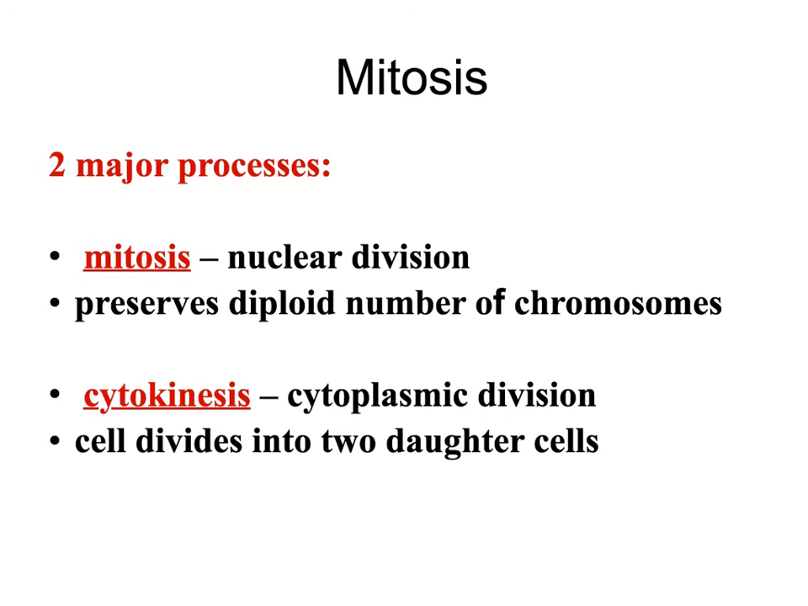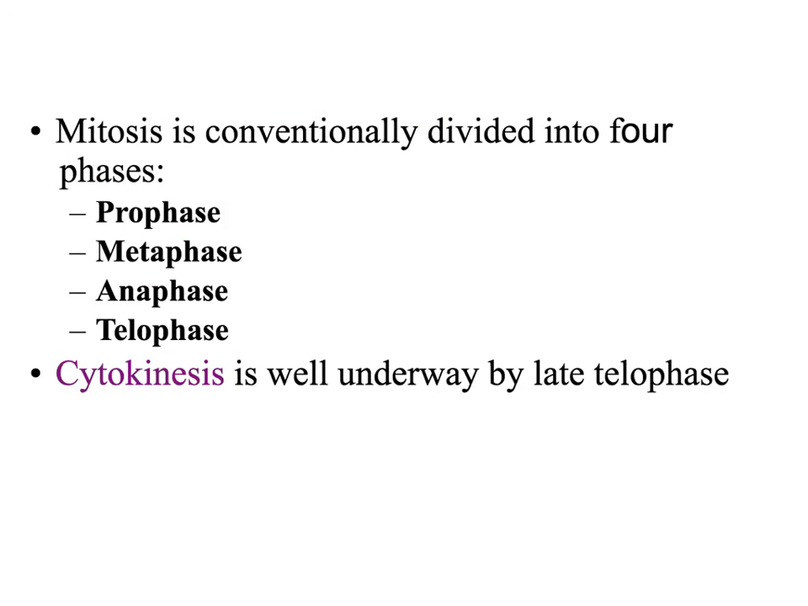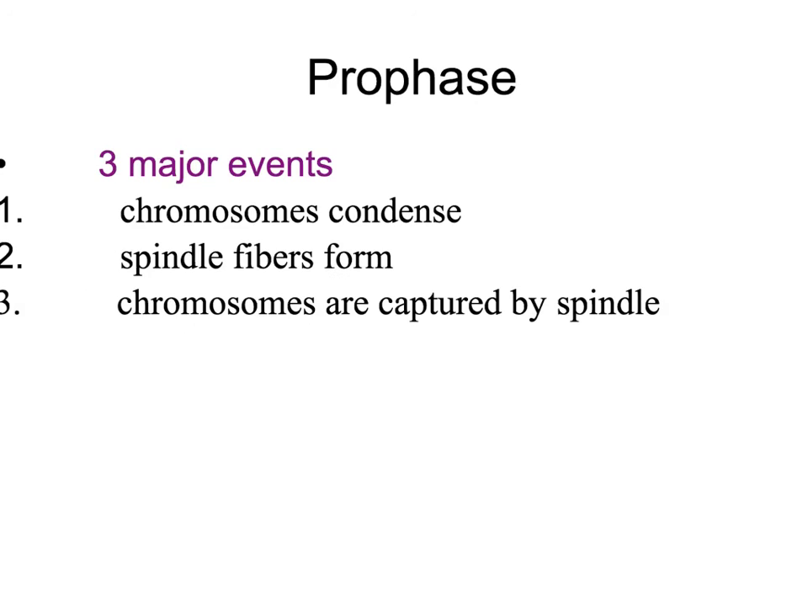Yes, this is actually not mitosis, but the mitotic phase. We can say the mitotic phase is composed of two major processes. The first one is mitosis, the division of the nucleus. The second one is cytokinesis, division of cytoplasm. And mitosis has four phases: prophase, metaphase, anaphase, telophase. And by late telophase, cytokinesis occurs at the same time and finishes at nearly the same time. It is the division of cytoplasm.